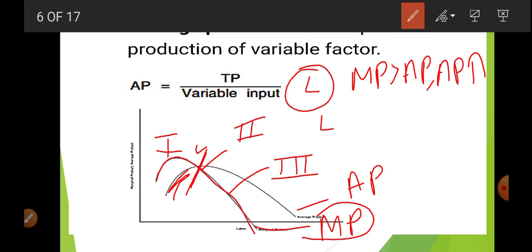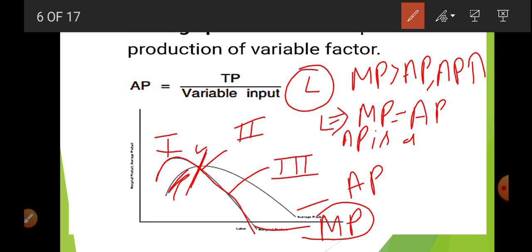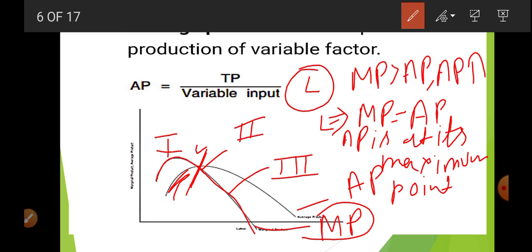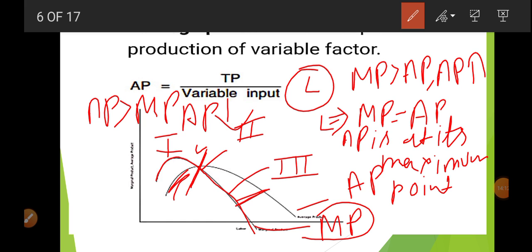Now at point L, MP is equal to AP. At this time AP is at its maximum point. Okay, now here which curve is above? AP is above. So when AP is greater than MP, AP starts to fall. So this is the relation between AP and MP.